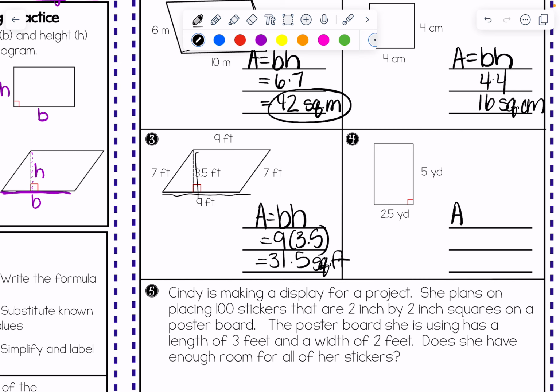And number 4, again, start with your formula. A equals base times height. We're going to end up multiplying 2.5 times 5. And when we multiply that, we're going to get 12.5 square yards.